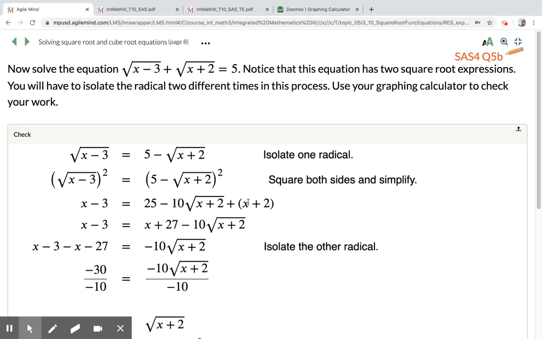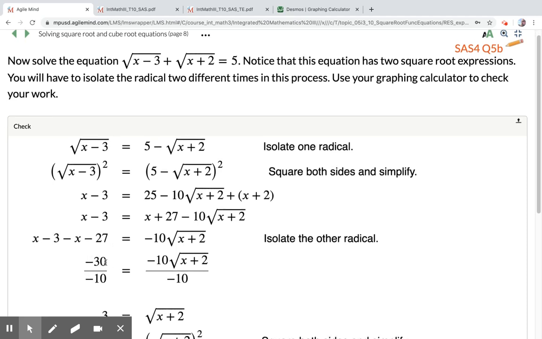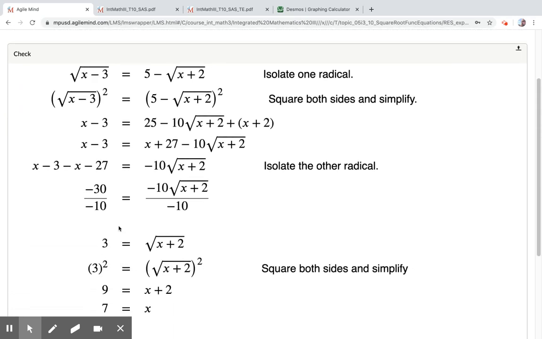Oh my gosh, I combined some like terms. I knew 25 plus 2 is 27, and I just moved the x out front. I'm going to subtract x and subtract 27. And you'll notice that the x's die, and negative 3 minus 27 equals negative 30. I still have that negative 10 times the square root of x plus 2, so I divided by negative 10, and I got a 3. Already, this looks much, much better. That was horrible. I'm sorry for that horribleness, but now look how nice this is.